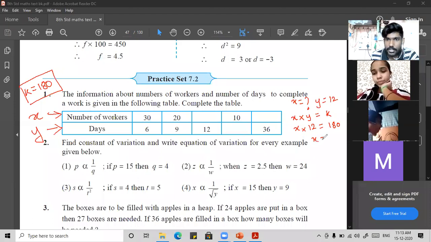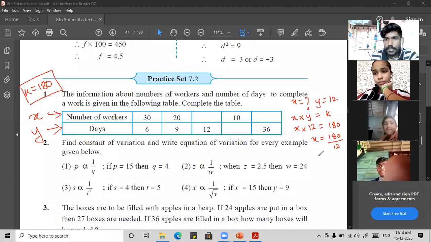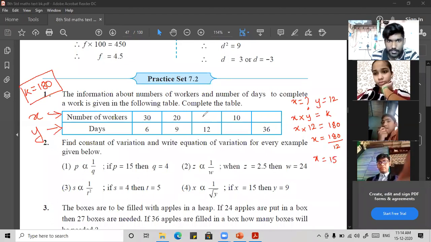So now if we take the 12 on the other side, 180 will get divided by 12. So X is equal to 180 divided by 12, which is 15. So in this case, what is the answer? 15. So here X is 15. I'll write 1, 5.